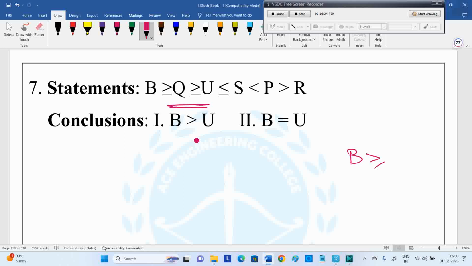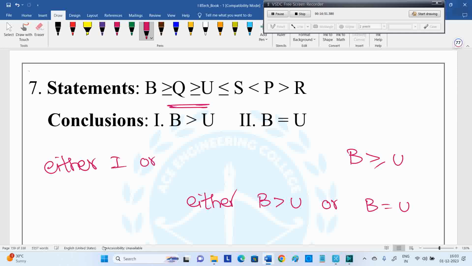Common symbol is this. So we can read B is either greater than or equal to C. So either 1 or 2 follows. Here also either or, and you observe the conclusions. Both conclusions' variables are same. In 95 to 99% of cases, whenever either or is there, they are maintaining the same variables only.